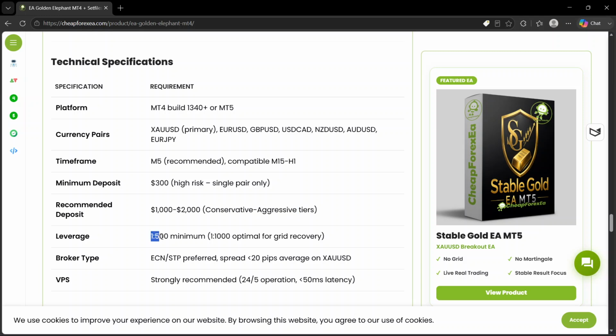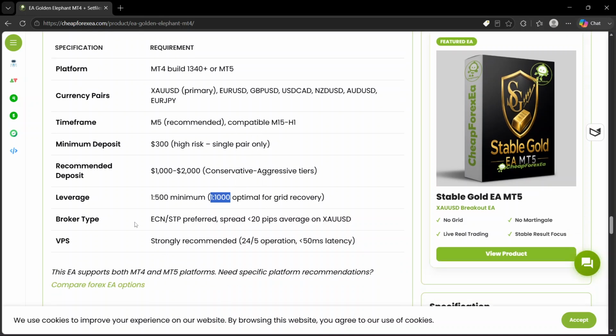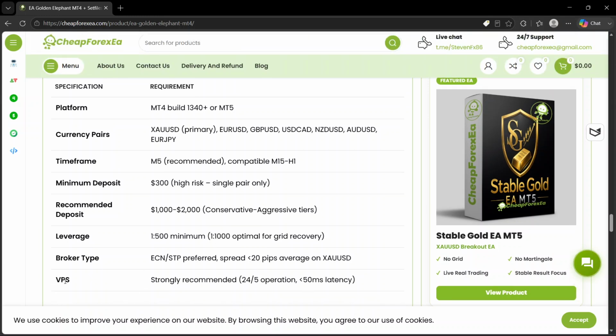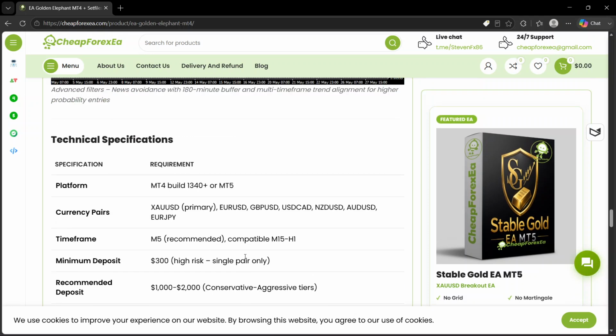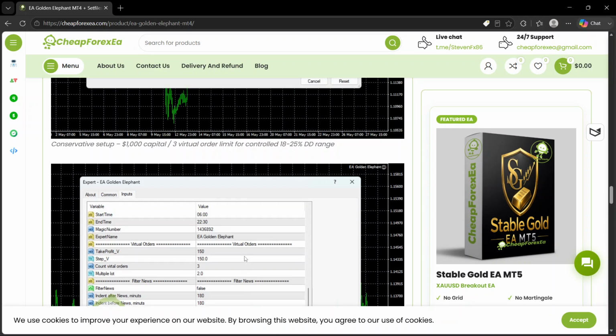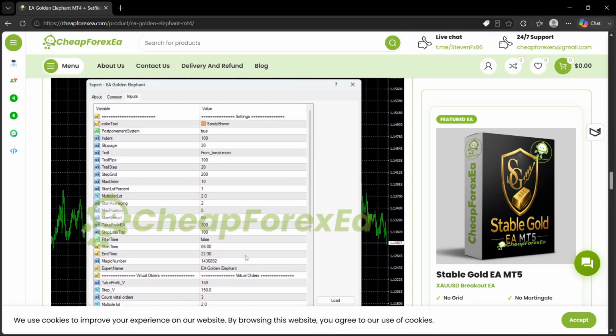Now the leverage is 1 to 500 minimum, which is already pretty high in my opinion, and 1 to 1,000 is optimal for grid recovery. Broker type is very important: ECN or raw spread preferred, with spreads less than 20 pips on average on gold USD. As always, a VPS is strongly recommended with 50 ms latency. That's the core of what you'll see on the pages promoting it: reversal detection, noise filtering, grid recovery, and big monthly numbers.